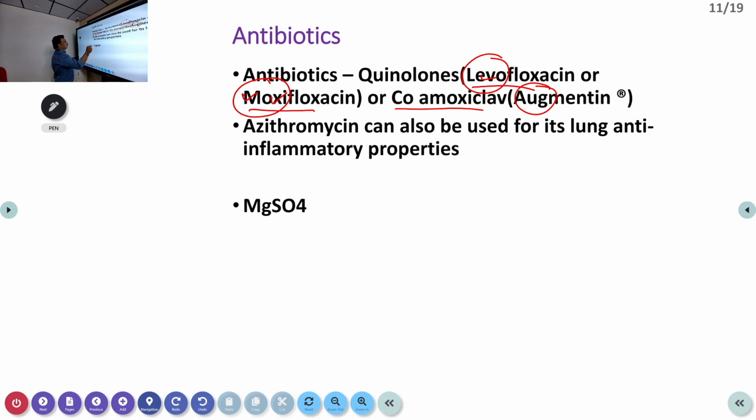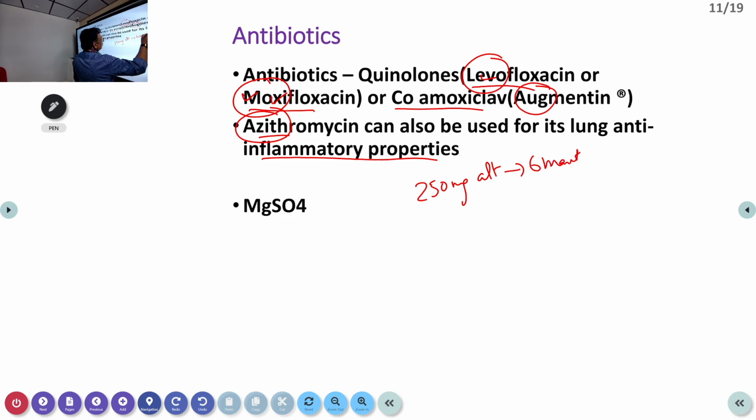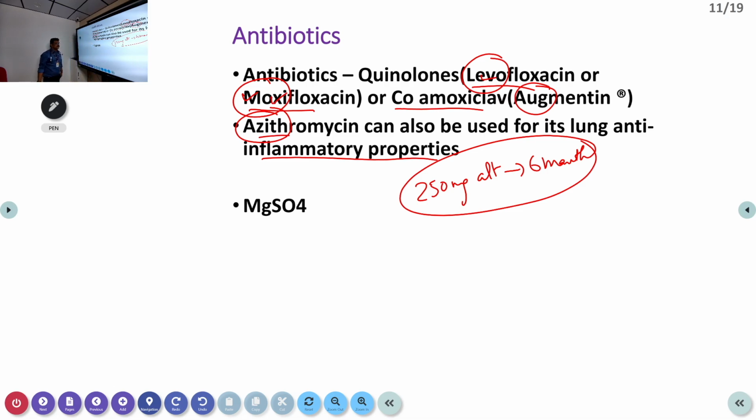Azithromycin is a very important drug in the treatment of chronic inflammatory lung diseases, whether it is COPD, interstitial lung disease, or any other chronic lung disease, because it has an anti-inflammatory action in the respiratory tract. So you can give 250 milligram on alternate days for 6 months. This is not recommended as an antibiotic here. This is used as an anti-inflammatory regime in COPD patients or any other chronic lung disease patients.